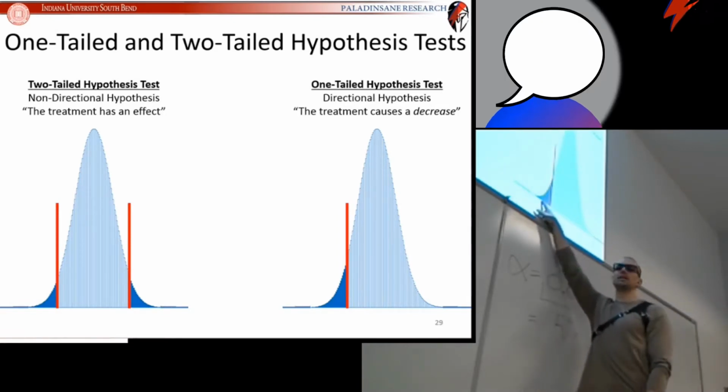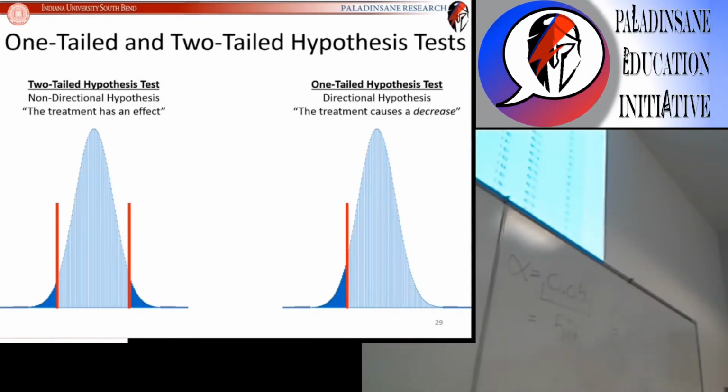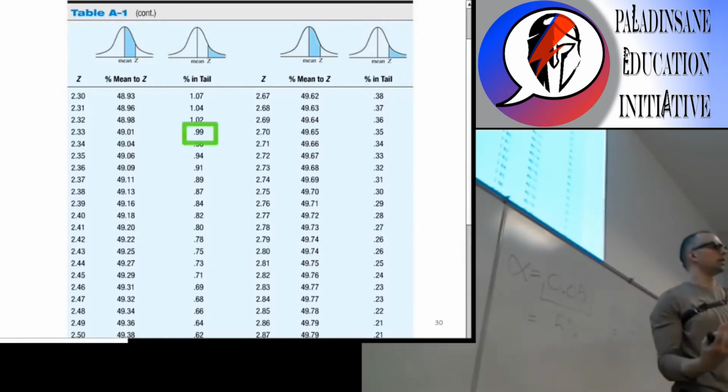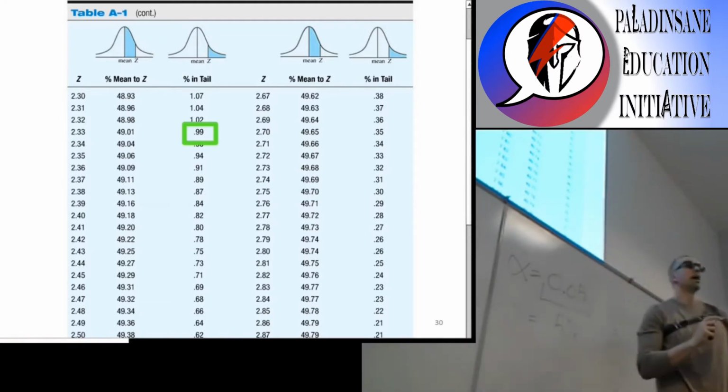If it's 1% in one tail, once again, we go to our unit normal distribution table. Once again, we take a look at percent in the tail, and we find the number closest to 1%. This time there's a clear winner. 0.99 is only 0.01 away from 1%. And importantly, notice that this is in percents. It's not in the decimal format, it's in the percent format. So take your alpha and change it to the percent format so you know what you're looking for. So we're looking for 1%. That's the closest we can get.